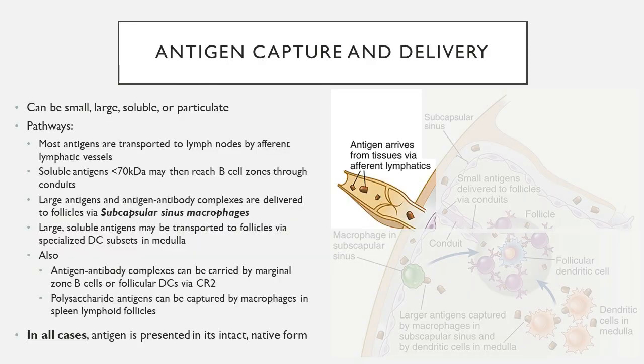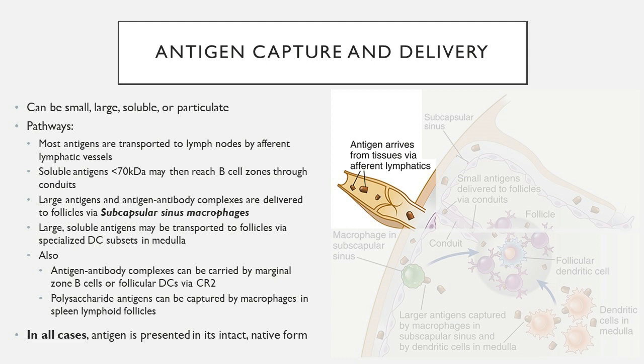So next, let's talk about how antigens are captured and then delivered to B cells for activation. First, let me remind everyone that B cells can recognize all types of antigens, right? Whether they're large, small, particulates, solubilized, lipids, carbohydrates, proteins. This is in big contrast to T cells, which require cell-presented only peptide antigens that are attached to MHCs. So this is a big difference between T cells and B cells.